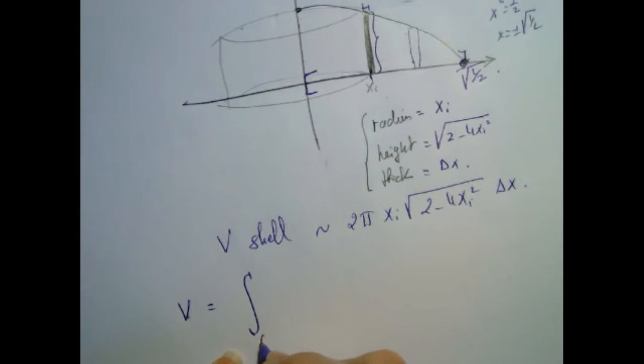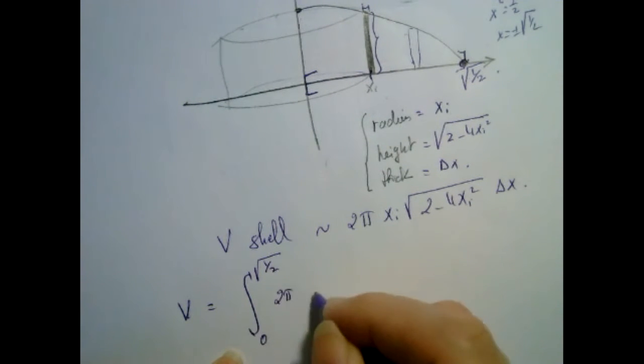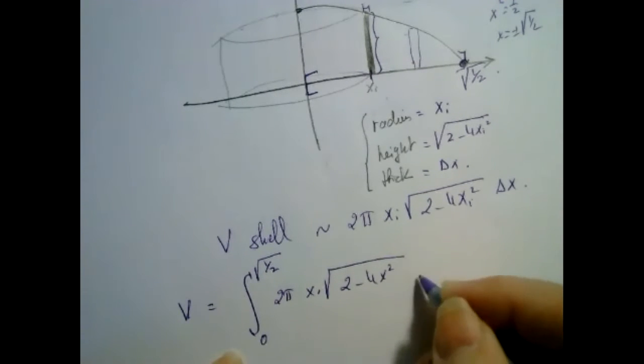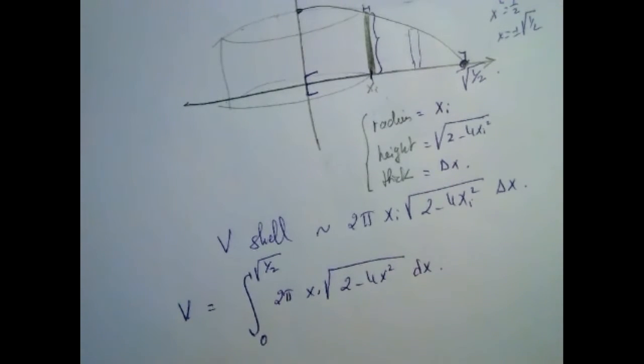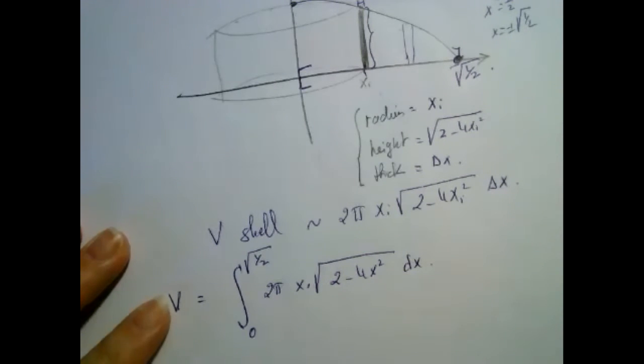So that's the integral from 0 to the square root of 1/2 of 2 pi x square root of 2 minus 4x squared dx. And yeah, I know you bring these different methods in for specific cases, but do they work for any graph? Yeah. Okay.